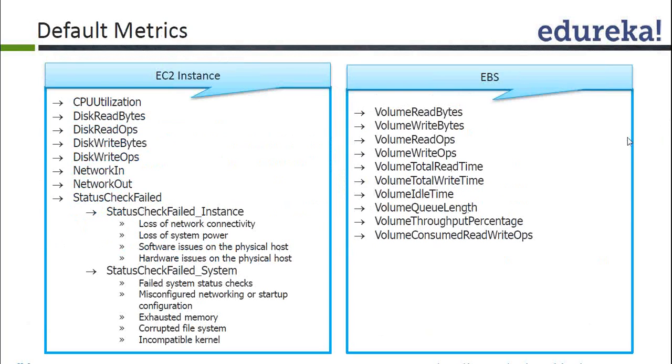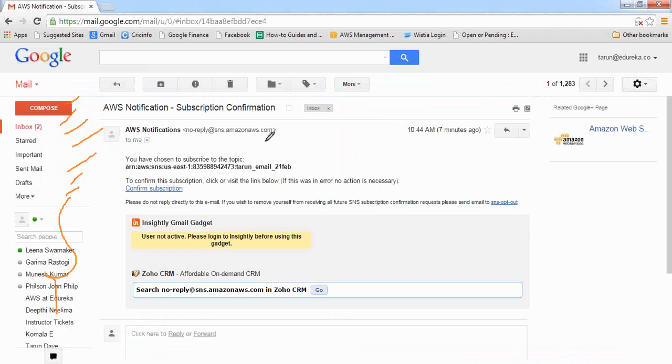Now what are these parameters? What would the metrics be? I already showed you. In the EC2, you would have metrics like CPU utilization, disk read bytes, disk read operations, disk write bytes, disk write operations, network in, network out, and these 3. We showed these 3 in the EC2. Sorry, not here.